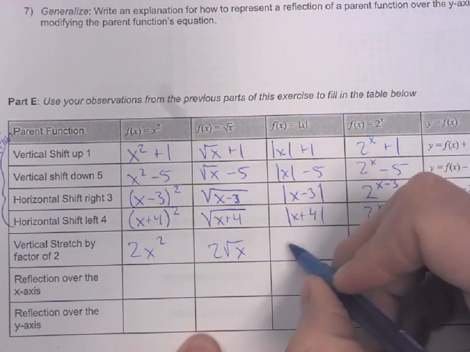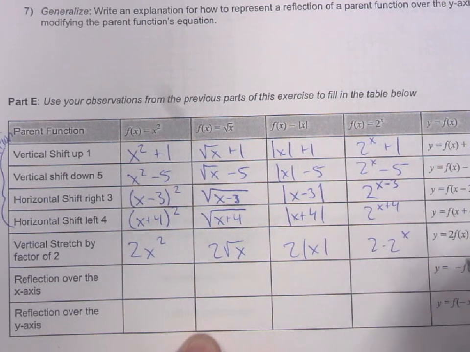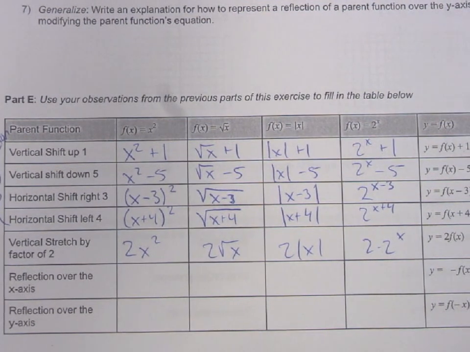Okay, so 2 times x squared, 2 times the absolute value of x, 2 times 2 to the x. All of those are going to stretch your graphs by a factor of 2. Basically what you're going to do is multiply all your y values by 2 and it's going to be skinnier and taller.